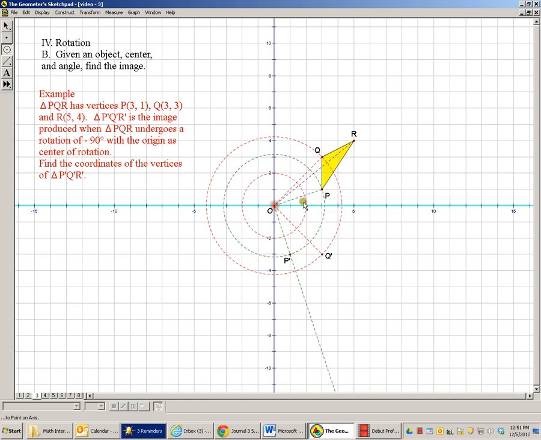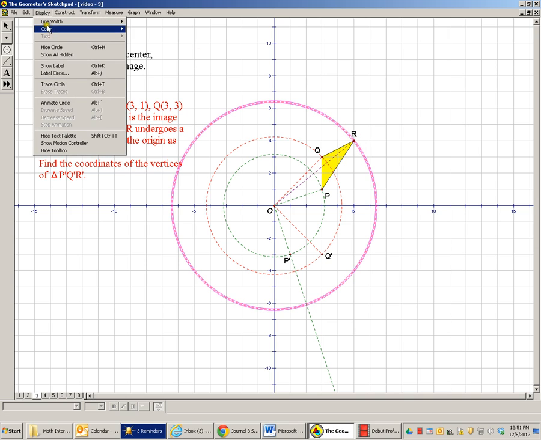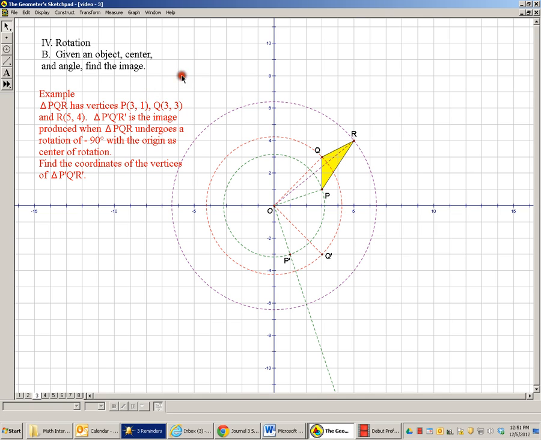Going to draw a circle using O as the center and R as the radius because that's the distance that I want. I'm going to make this a purple circle. And now for purple, I need to form a 90-degree rotation.